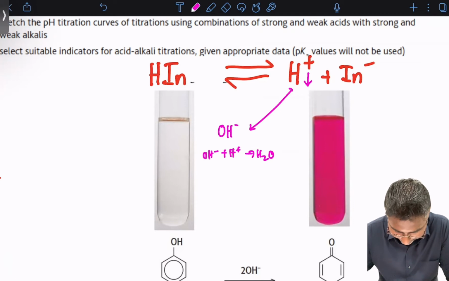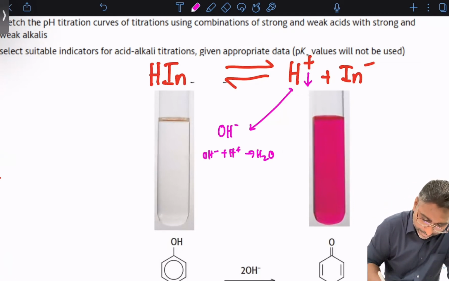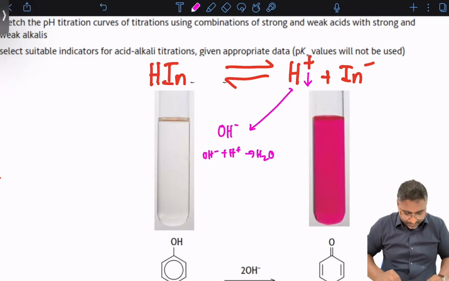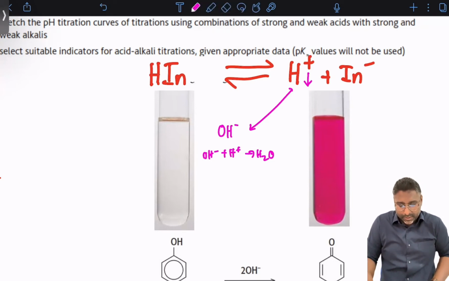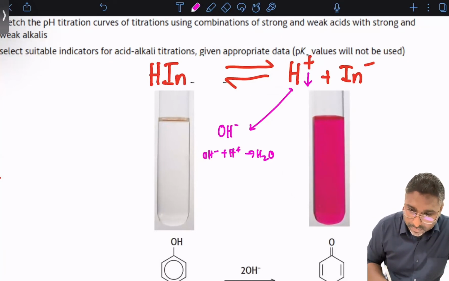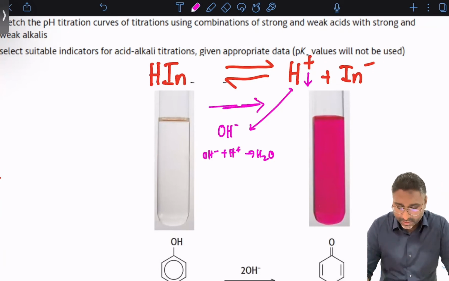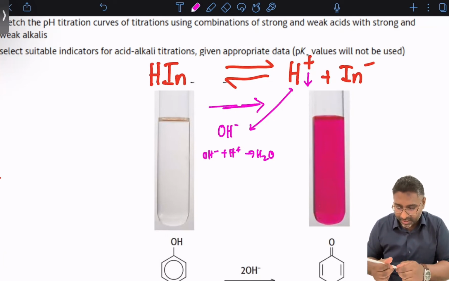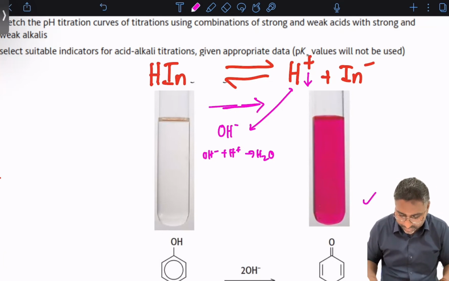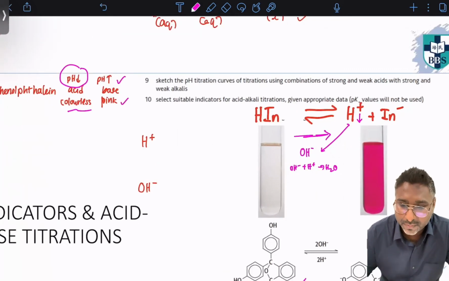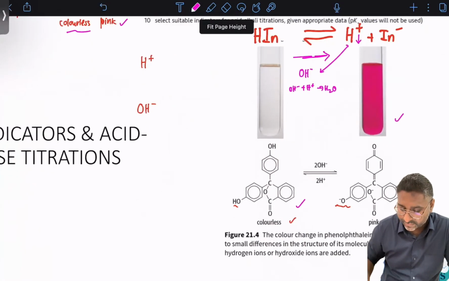It will shift to the right. So when they are shifted to the right, what happens? Basically, you are forming something that is going to be pink in color. You can see when I have high pH, it is going to give you the pink. I just want you to appreciate this indicator.